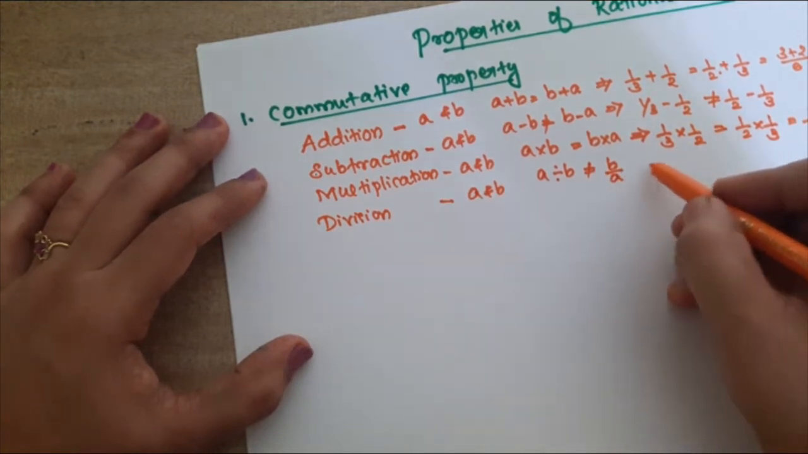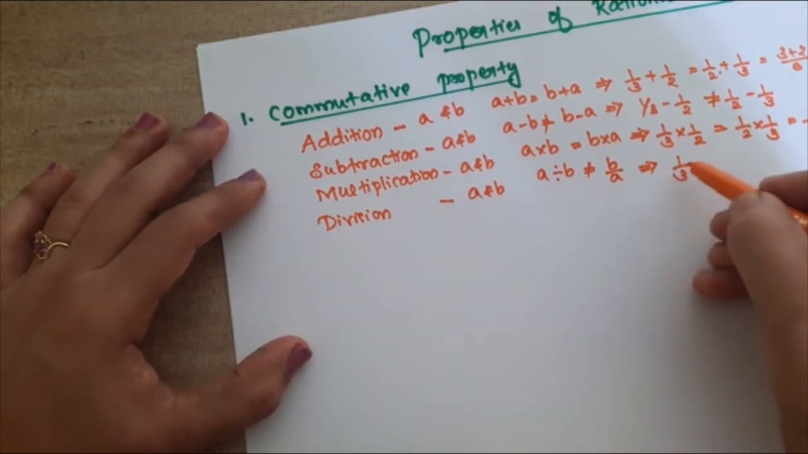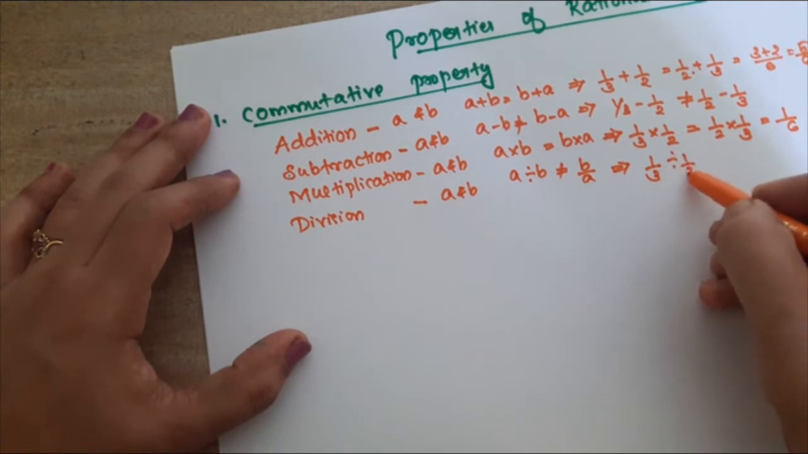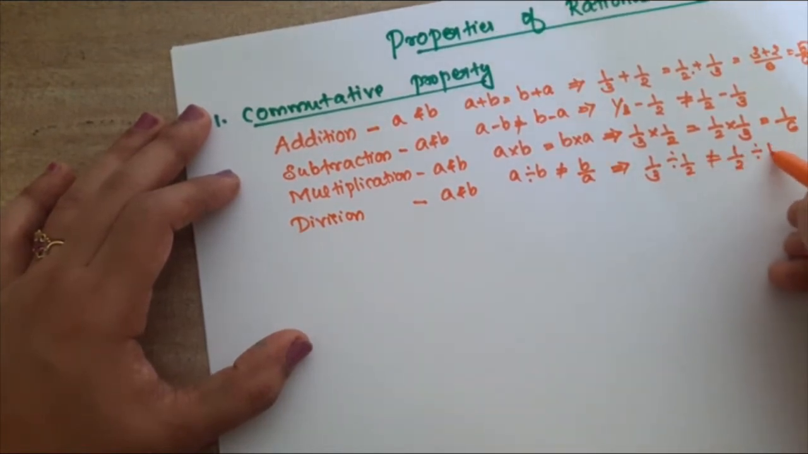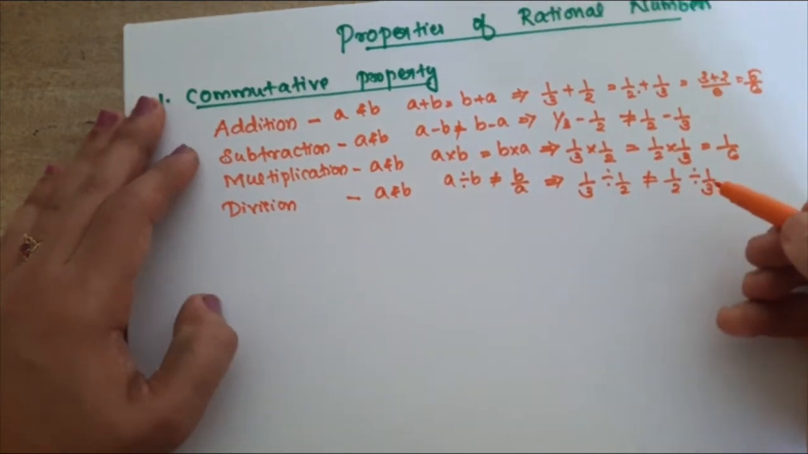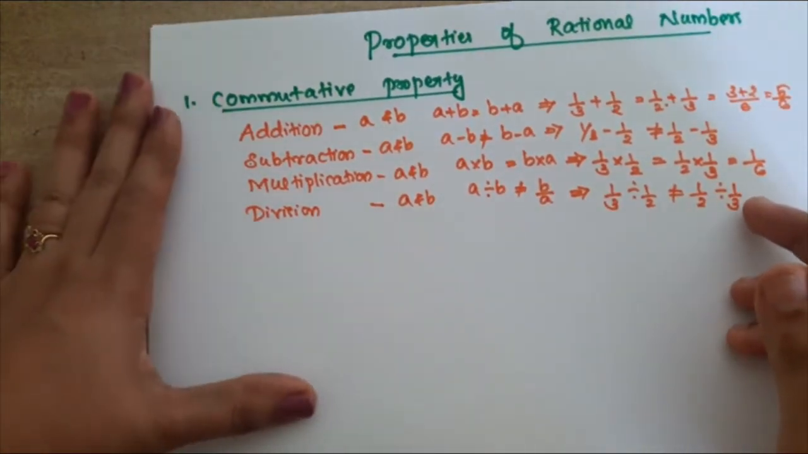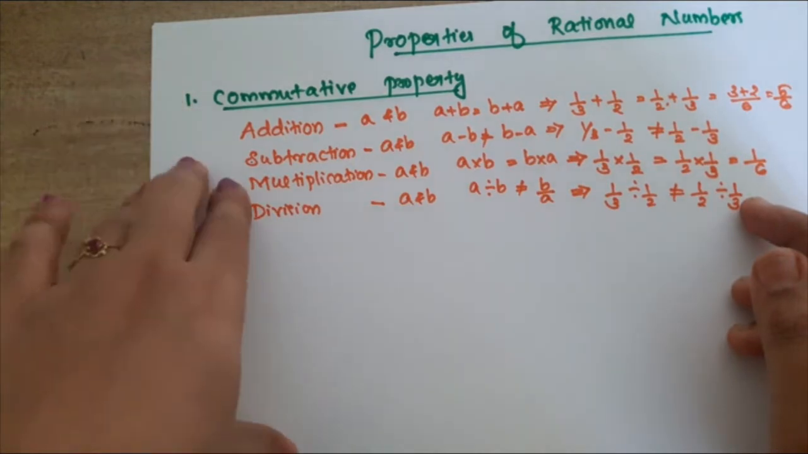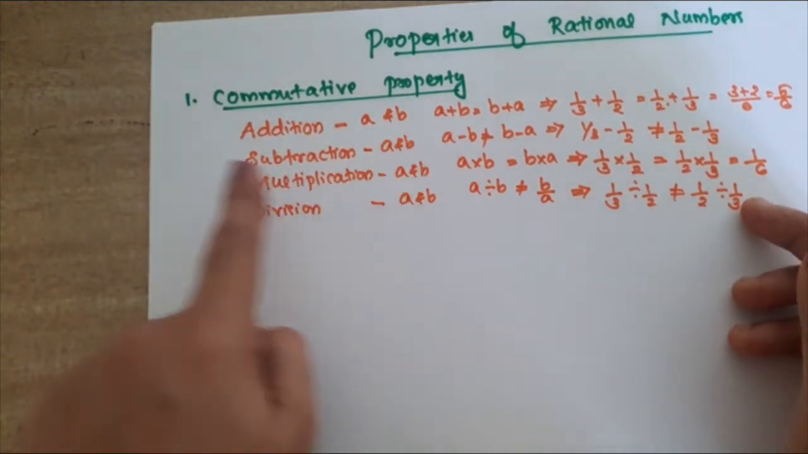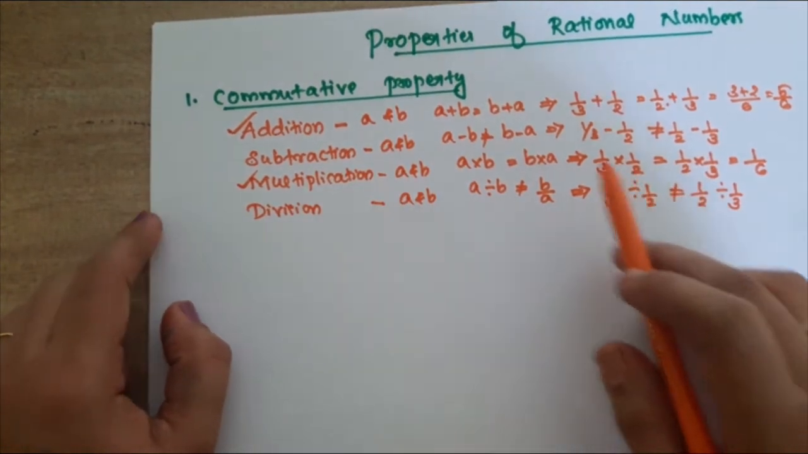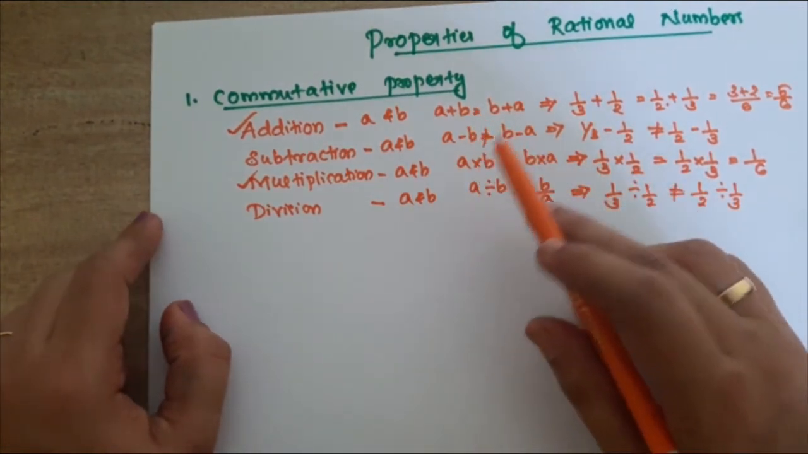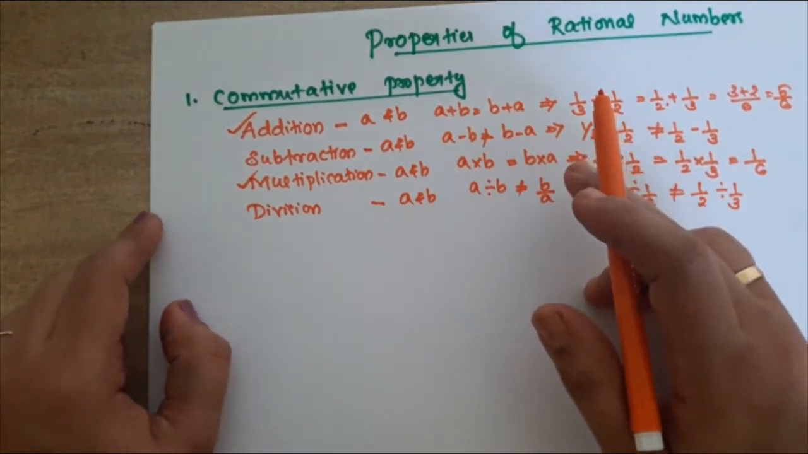For example, 1 by 3 divided by 1 by 2 is not equal to 1 by 2 divided by 1 by 3. Got it? This is the commutative property for rational numbers. Only addition and multiplication obey this commutative property for rational numbers.